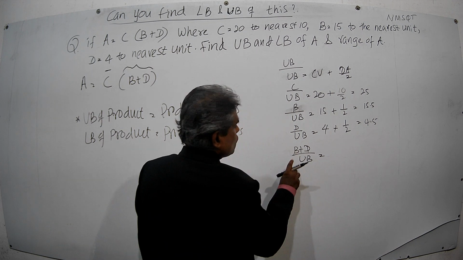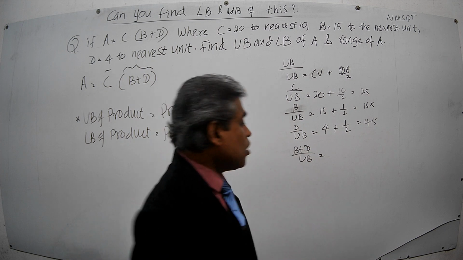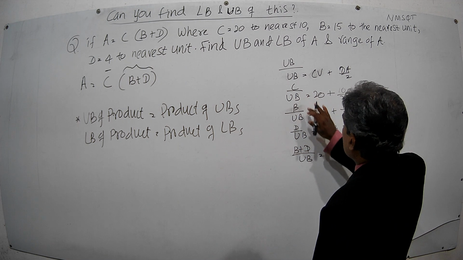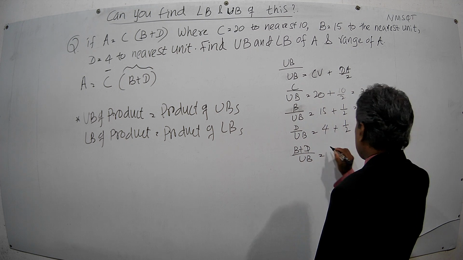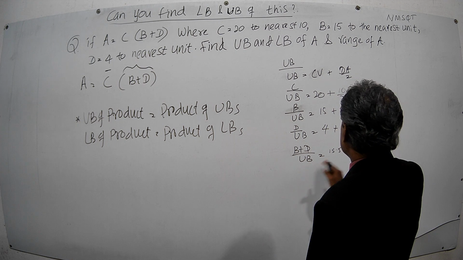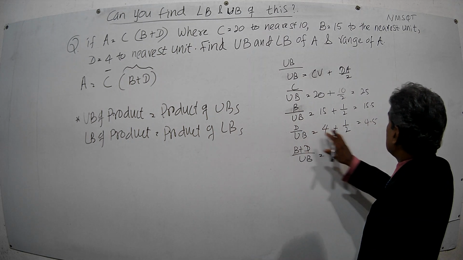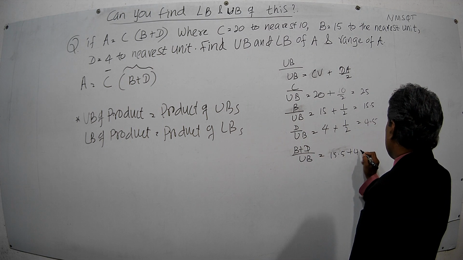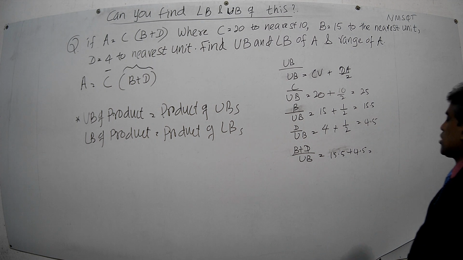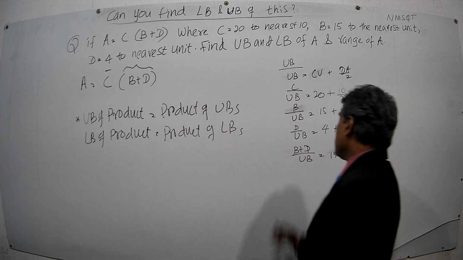Upper bound of sum equals the sum of the upper bounds. Then sum of the upper bounds of B and D. What is the upper bound of B? We have calculated here, that is 15.5, plus what is the upper bound of D? Upper bound of D is 4.5. Now, what is the answer of this one? 15.5 plus 4.5 is 20. That is the upper bound of B plus D.